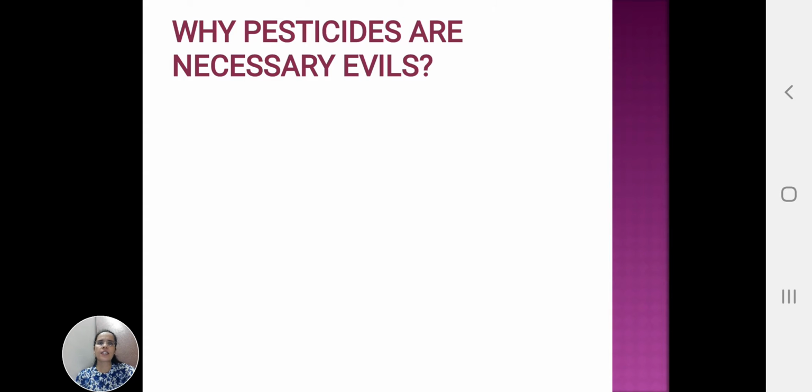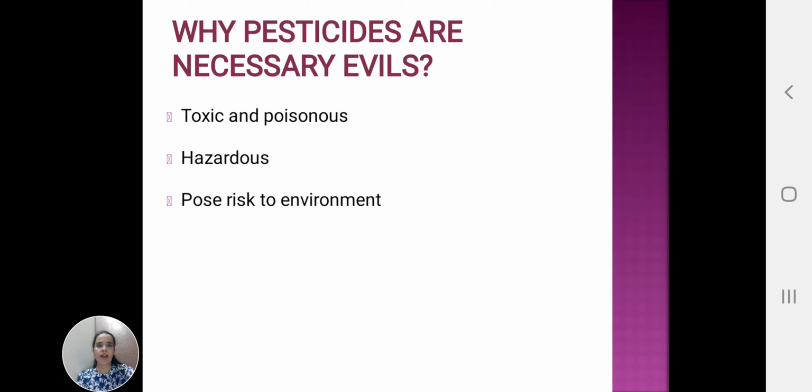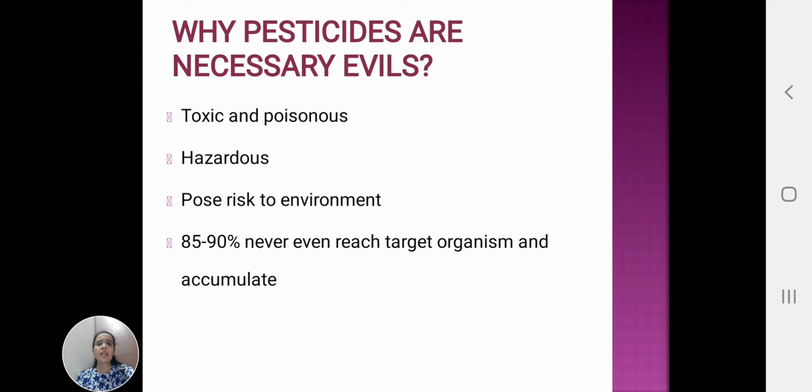Now, why are these pesticides called a necessary evil? First and foremost, these pesticides are definitely toxic and poisonous in nature. They are hazardous. They pose a risk to the environment. And it is believed that 85 to 95% of the pesticides never reach their target organism and accumulate in nature.